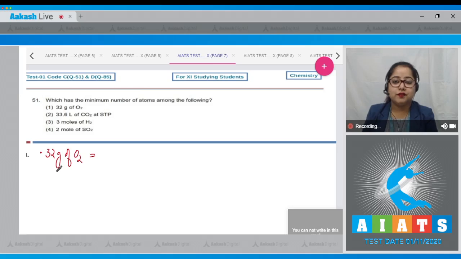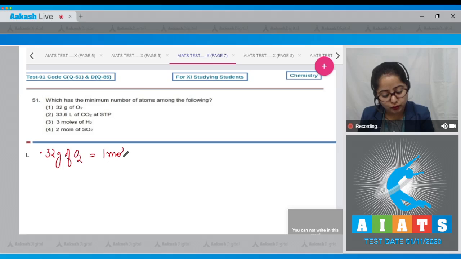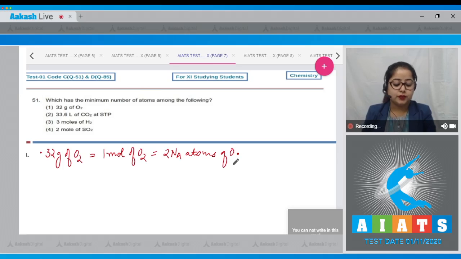So here we are given the mass. The number of moles can be calculated by dividing the mass given by the molar mass. The molar mass is also 32. So 1 mole of O2. Therefore, the number of atoms will be 2 Na atoms of oxygen.